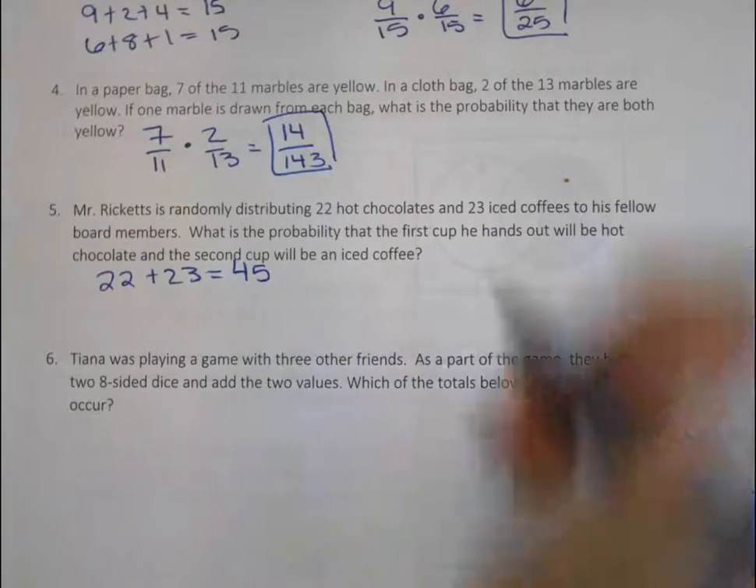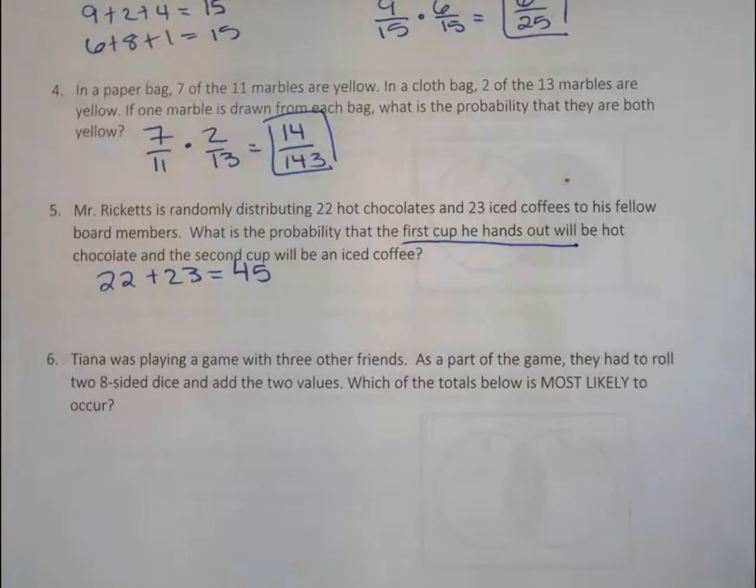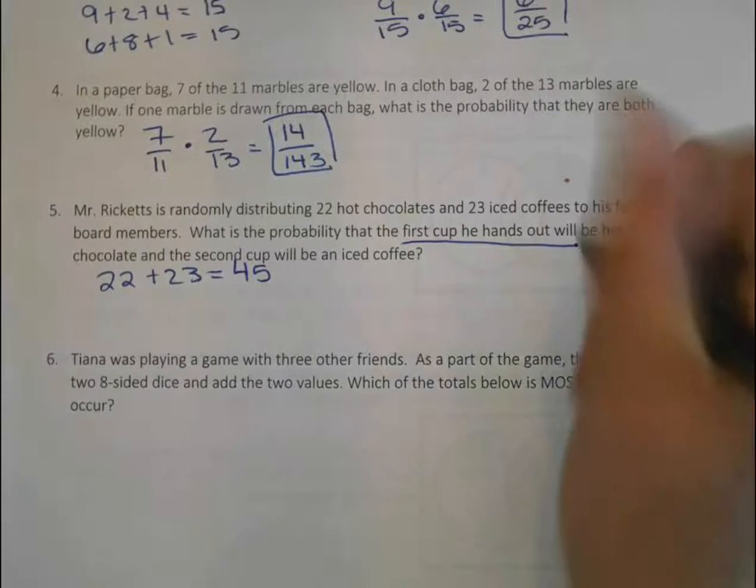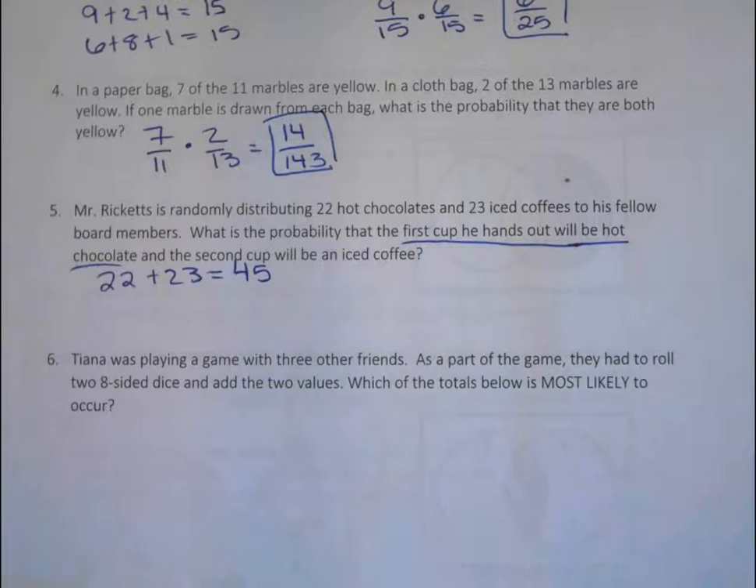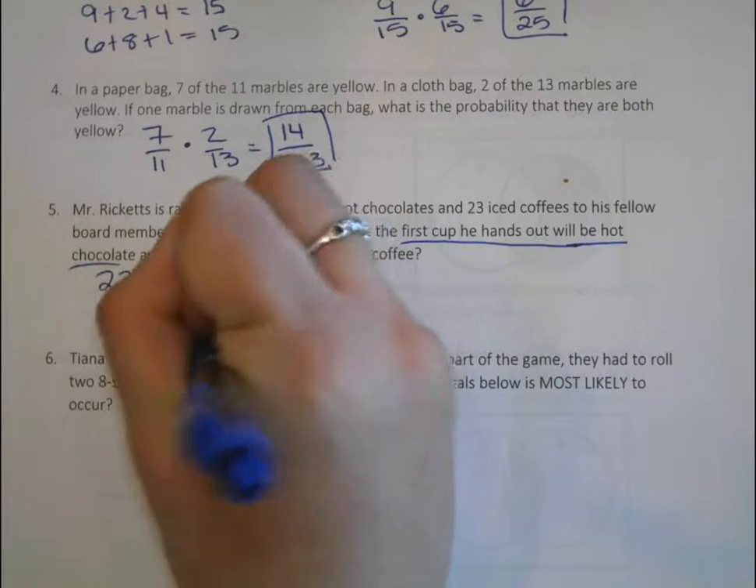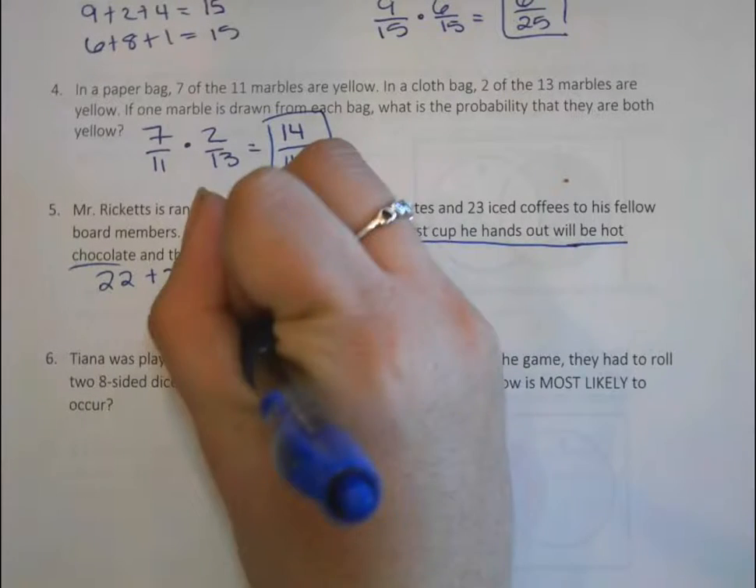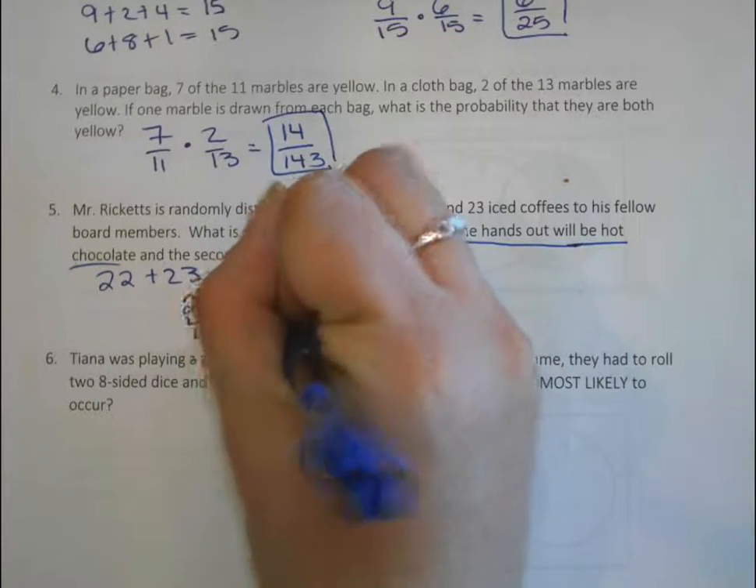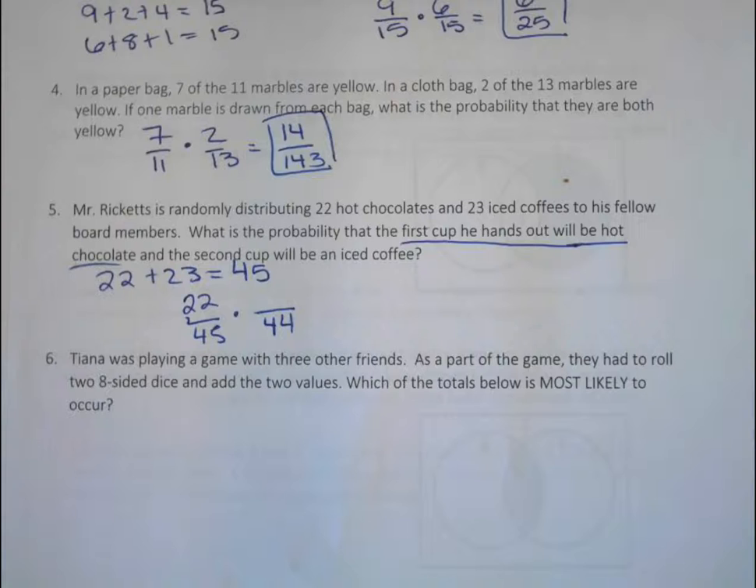Then it wants me to find the probability that the first cup he hands out will be hot chocolate. So hot chocolate was 22. So I have 22 out of 45 drinks he can hand out. Then he's going to hand out a second drink. He's already handed out one. So when I go hand out my second drink, the number in the fraction decreases by 1.